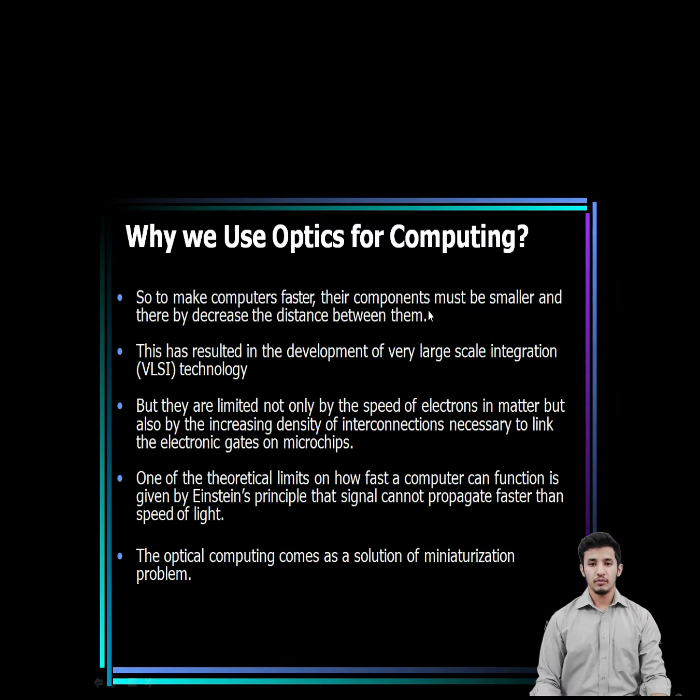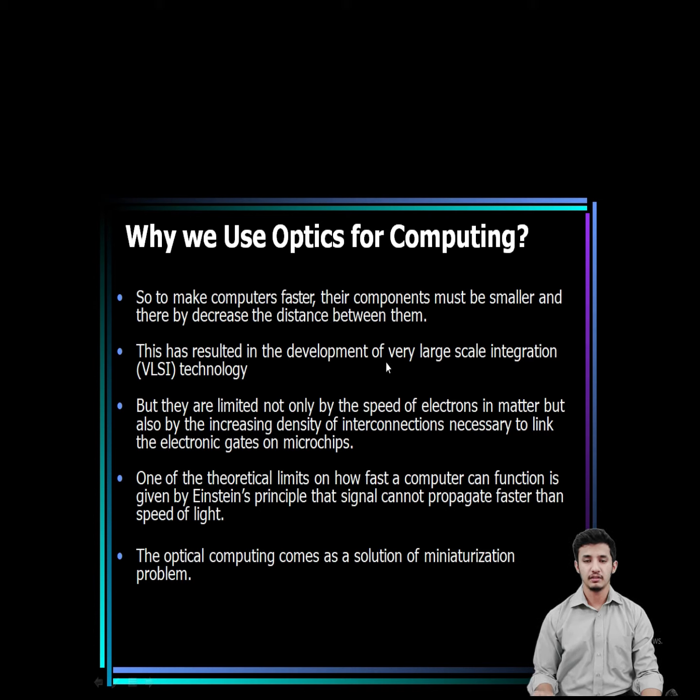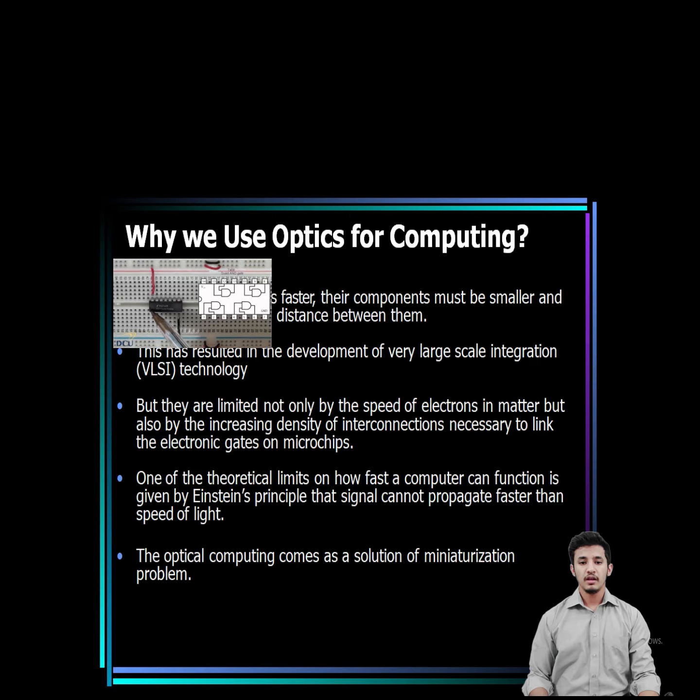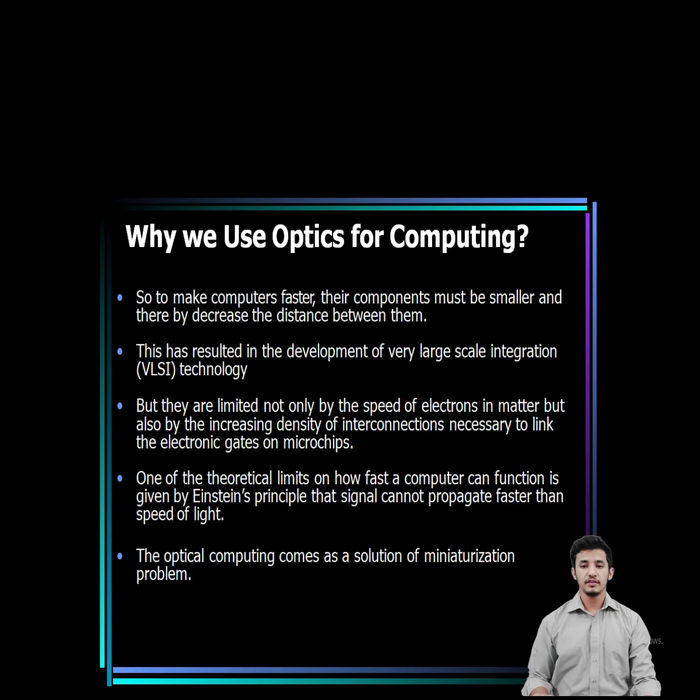So, optics for computers. To make computers faster, their components must be smaller and therefore we should decrease their distance. This has resulted in the development of very large-scale integration, VLSI technology, but it is limited not only by the speed of electrons in matter, but also by the increasing density of interconnections necessary to link the electronic gates on microchips. One of the theoretical limits on how fast a computer can function is given by Einstein's principle that a signal cannot travel faster than the speed of light. Optical computing comes as a solution to the miniaturization problem.